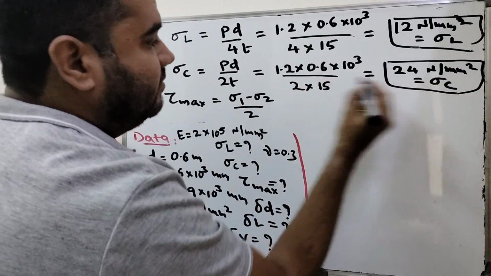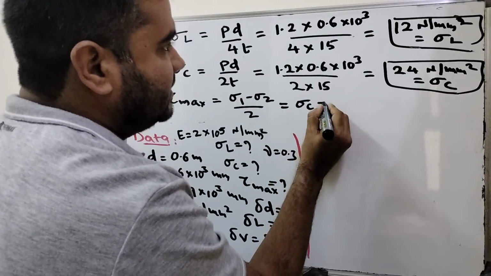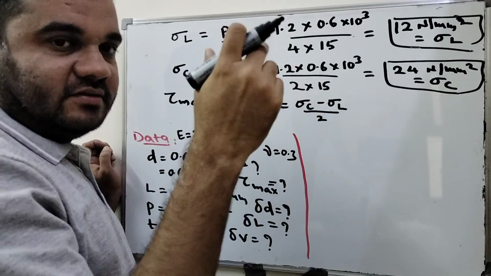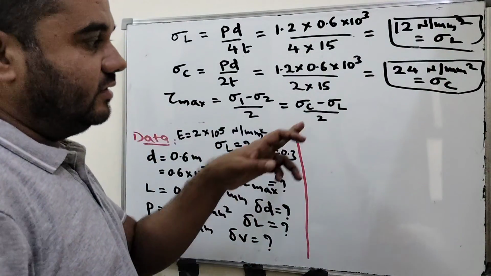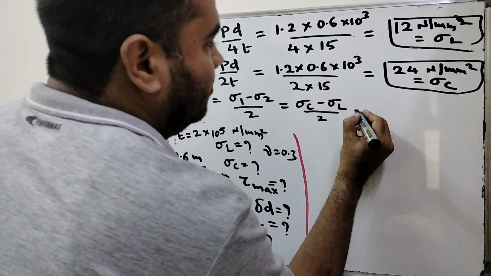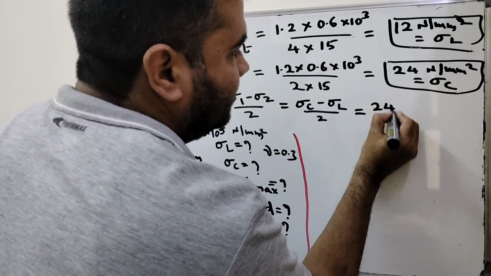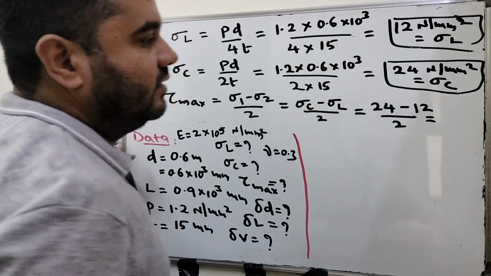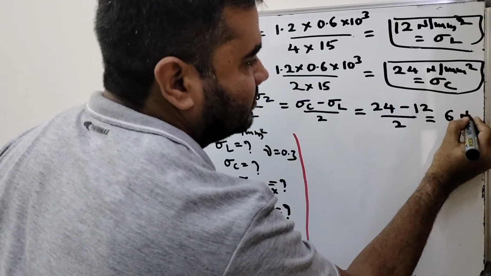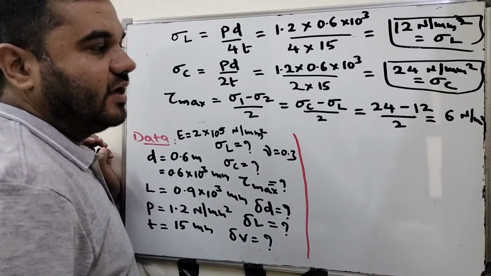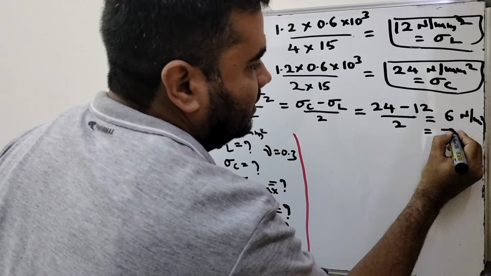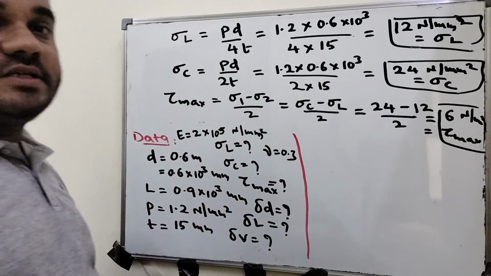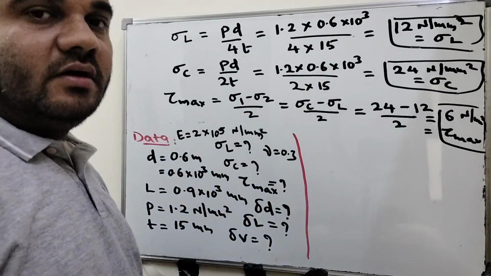So I can write this as tau max equal to sigma c minus sigma l divided by 2. The circumferential stress is the maximum, next is the longitudinal stress, so that minus that divided by 2. How much will you get here? Circumferential stress is 24 Newton per mm square minus longitudinal stress 12 Newton per mm square, divided by 2. This will be 6 Newton per mm square. If you substitute and calculate, you will get the maximum shear stress, tau max. This is how you calculate the total maximum shear stress developed inside the cylinder.